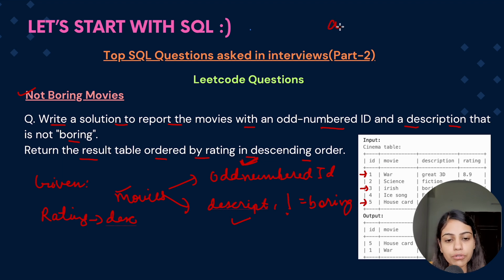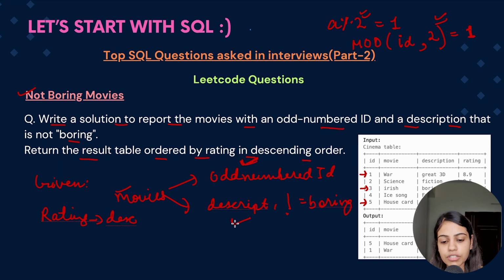Whenever we do a modulus of any number with 2, and if it gives the remainder as 1, we call it an odd number. So here we would be using the inbuilt mod function which is present in SQL, where we provide the column name on which we want to perform the modulus operation. Then we give the value 2, and then we compare if the remainder is equal to 1 or not. So using this we can get the odd numbered IDs.